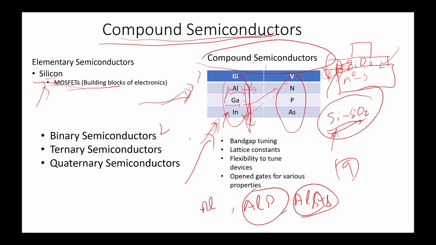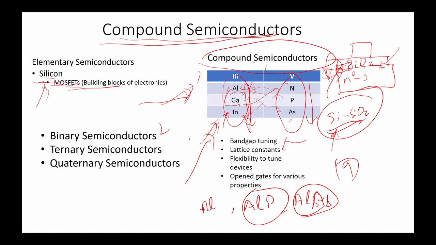And the same thing happens on this side also. If we take aluminum nitride, aluminum phosphide, and aluminum arsenide, as we go from aluminum nitride to aluminum phosphide, the band gap reduces. So we can have different compound semiconductors with different band gaps, which can be used for various applications accordingly.